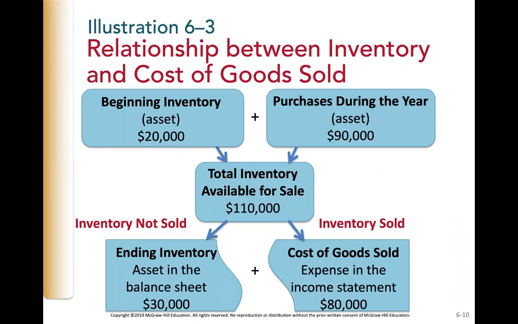Well, we said inventory available for sale, one of two things happens. You sell it or you don't. So if you did not sell $30,000, that means the remaining $80,000 is what you sold, which is the cost of goods sold, an expense on the income statement. You will notice your ending inventory of $30,000 plus your cost of goods sold of $80,000 equals the total inventory that you had available for sale throughout the year.